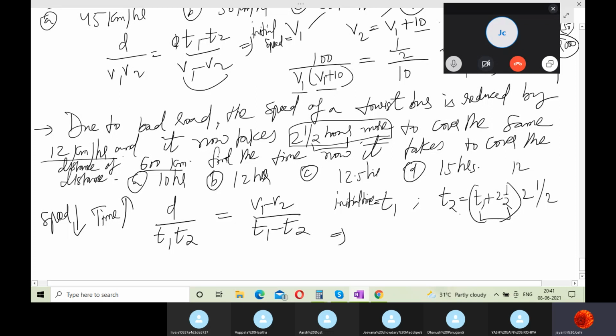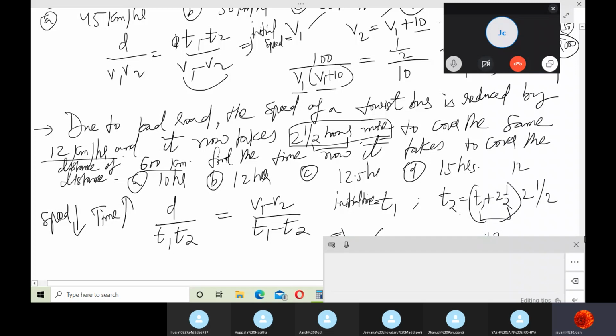I already gave you this formula above. I interchanged the formula and gave you. So 600 by T1 into T1 plus 2 to the 4, 4 plus 1, 5, 5 by 2 is equal to V1 minus V2. So difference in speed is 20 and difference in time is 5 by 2. Now we can solve this.